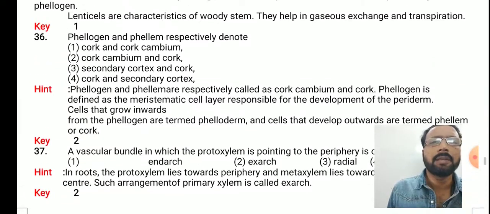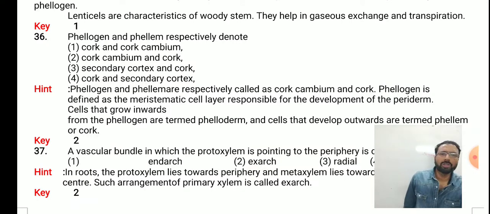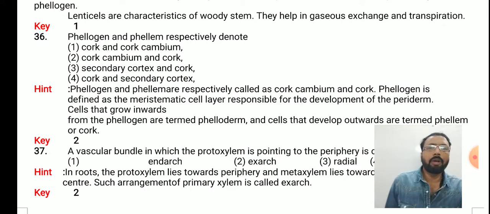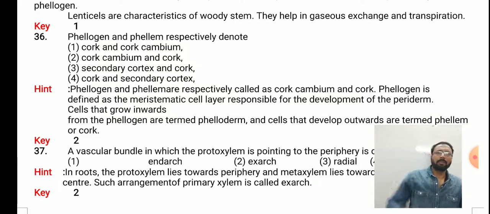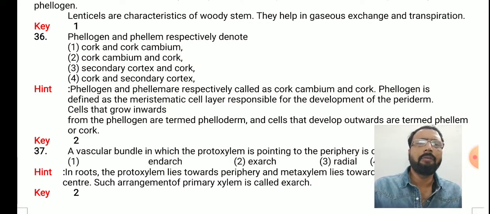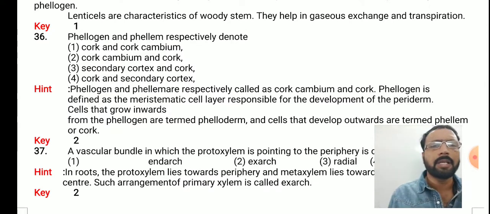Next, 36. Phellogen and phellum respectively denote: phellum is the upper one, next phellogen, then phelloderm. Phellum means cork, phellogen means cork cambium. So the second option is correct.